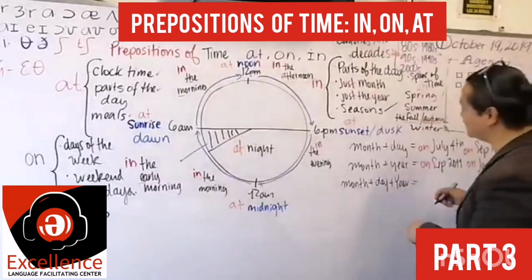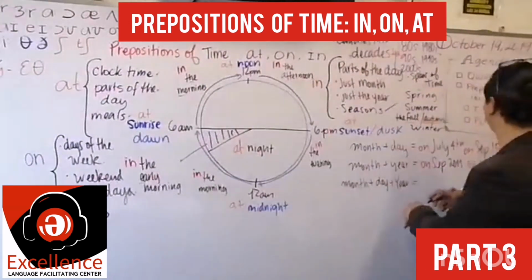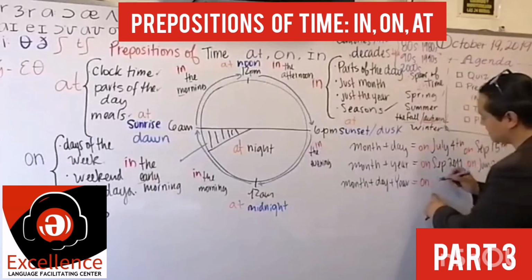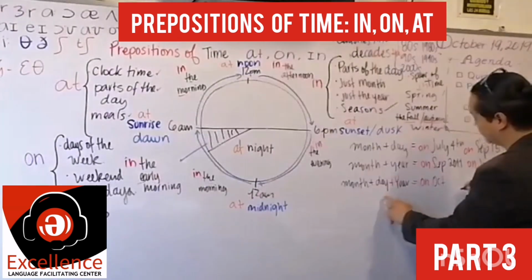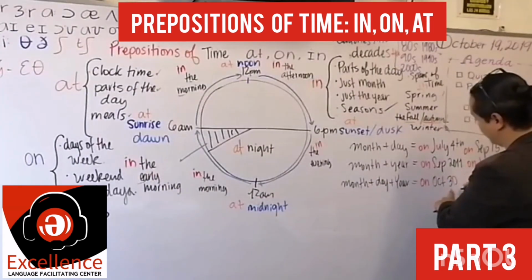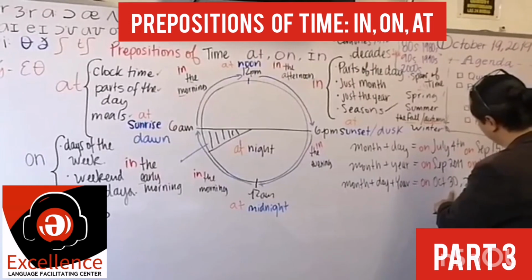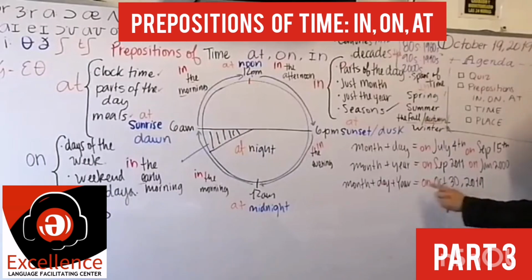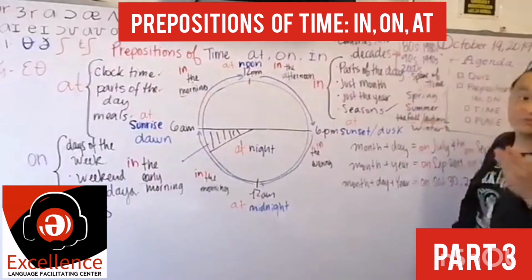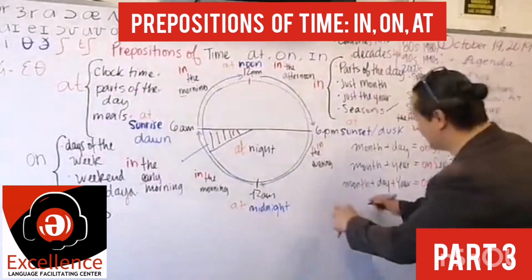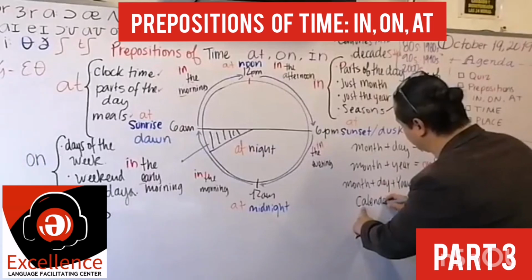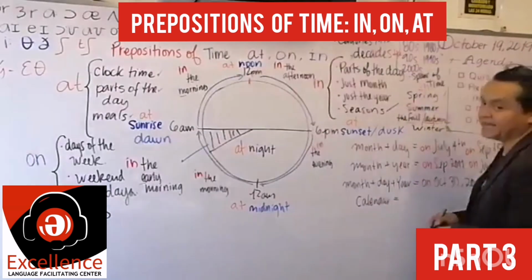So your test is going to be on October 30th, 2019. So here we've got the full date. On October 30th, 2019. Okay? But there's more. There's always more. We also use on when we talk about the calendar date.